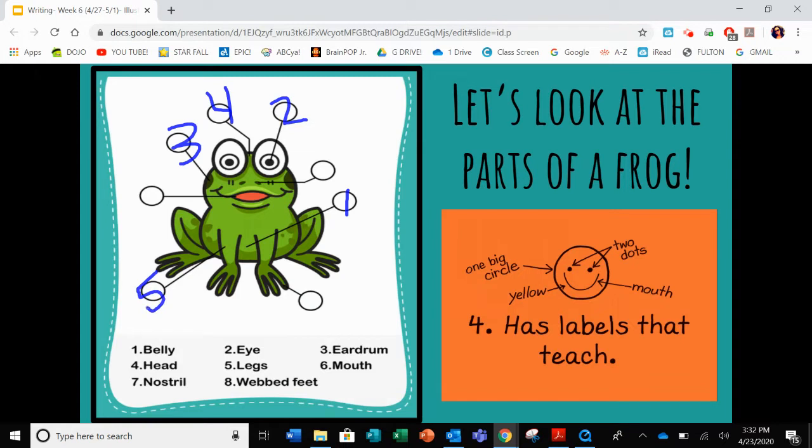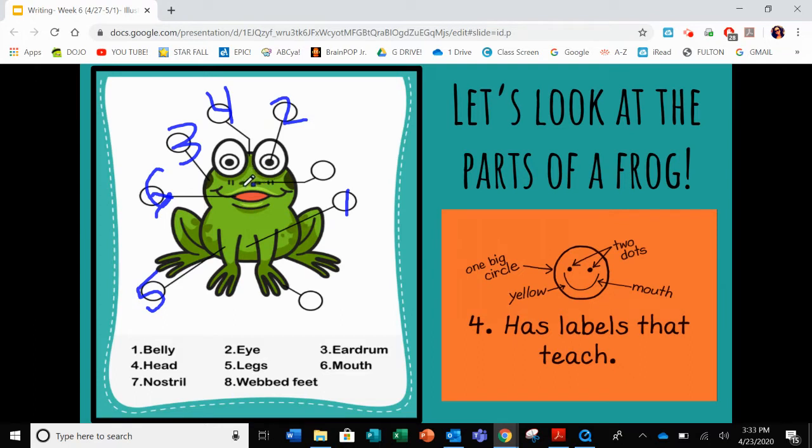And number 6 says mouth. Where's the mouth? Very good. Here's the mouth. This line over here. Ooh, that was ugly. Number 6. Sorry, guys. Let me fix that. So silly. And number 7 says nostril.